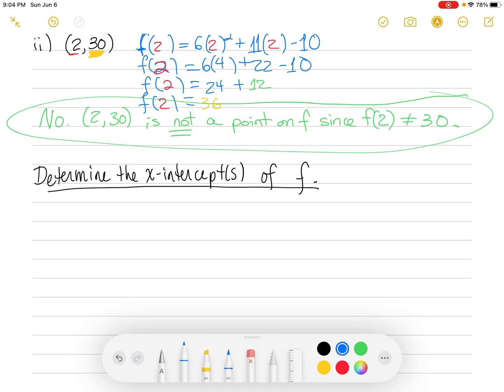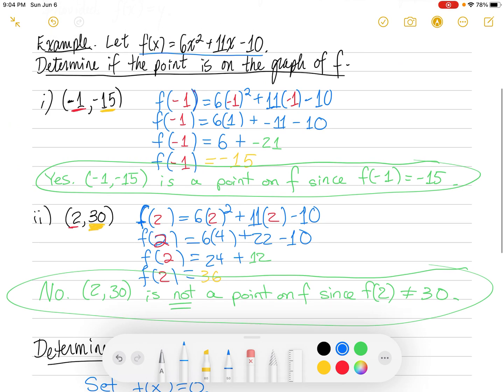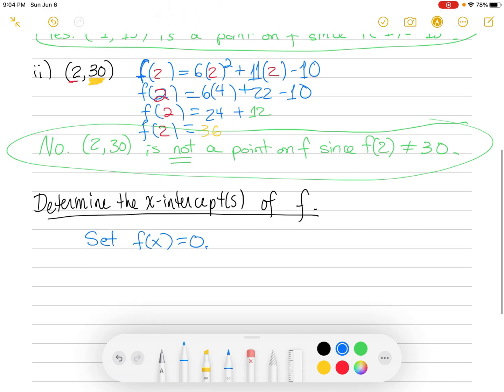So what we do, remember we set the y value equal to 0. Remember, the y value for a function is the f of x value. So we're going to set the f of x value equal to 0. Remember, f of x was 6x squared plus 11x minus 10. So here we go, 6x squared plus 11x minus 10, and we're going to set that equal to 0.